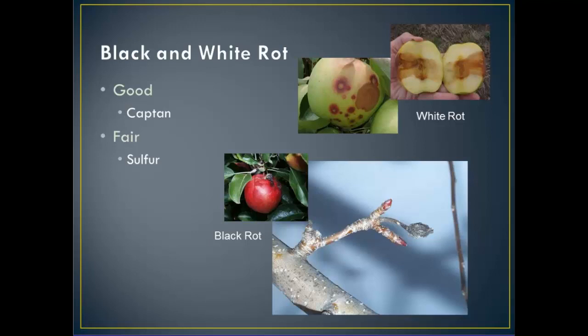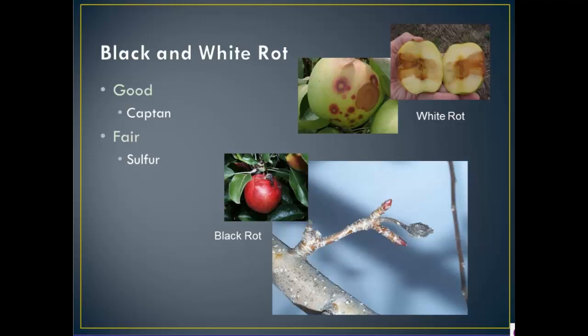When we're looking at this, if you combine it with the previous slide on the summer disease of sooty blotch and fly speck, I mentioned that Captan was rated as fair to good. When we're looking at Captan for black rot and white rot, it is rated as good. If you're organic, sulfur is rated as fair on it. So again, the summer diseases are probably going to be the most challenging if you're trying to be organic.